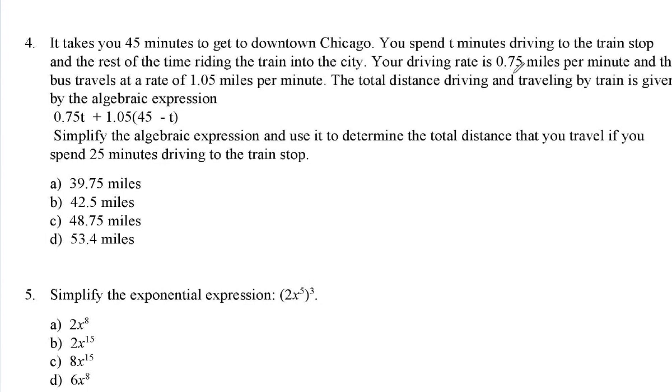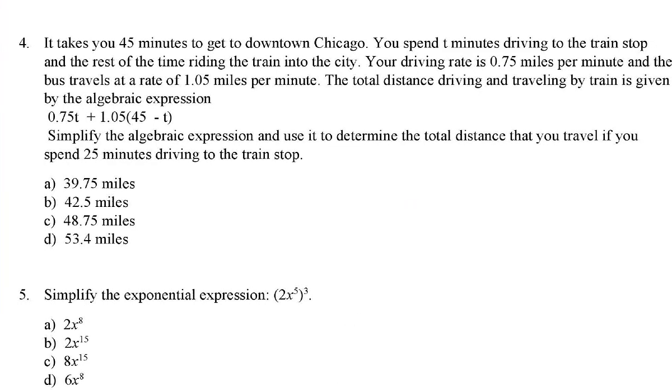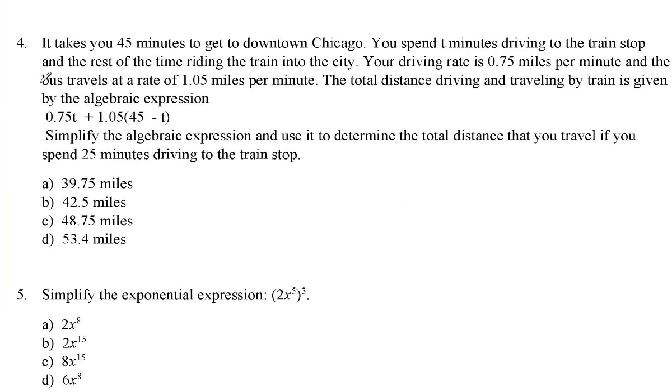So let's say your driving rate is 0.75 miles per minute, and this wouldn't be the bus, the train. I think in your problem you're doing a bus. The train travels at 1.05 miles per minute, and because they don't have any traffic stops or traffic jams, they can travel faster. Total distance driving and traveling by train is given by this expression. Okay, so this is our distance in miles.